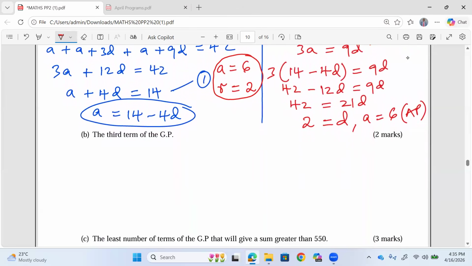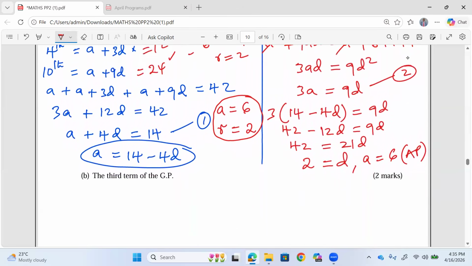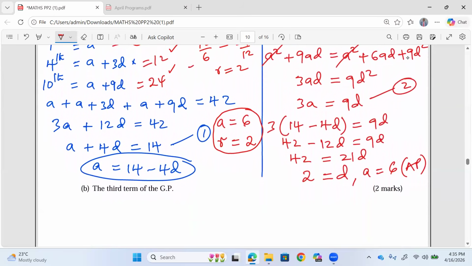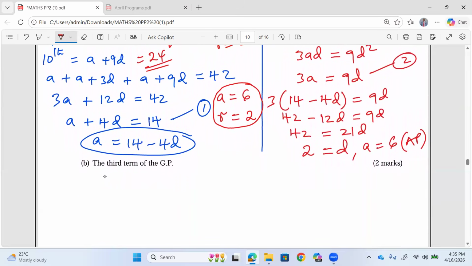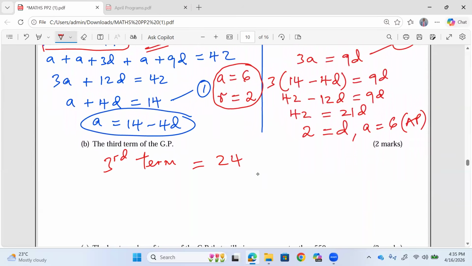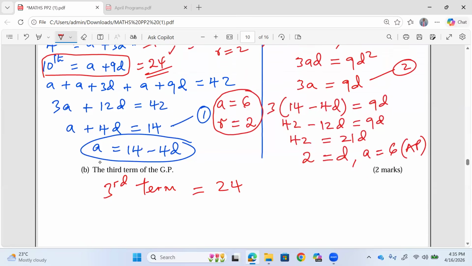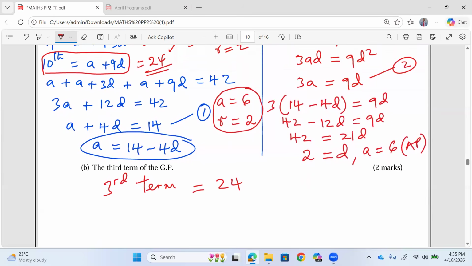Part B: the third term of the GP. For the GP, the third term is going to be here. It's 24, we've already worked it out. The third term becomes the 10th term in the AP. It becomes 24. Or you can work it out this way, using the formula we've used: A is 6 plus 9 times the common difference of 2. So we get 24.